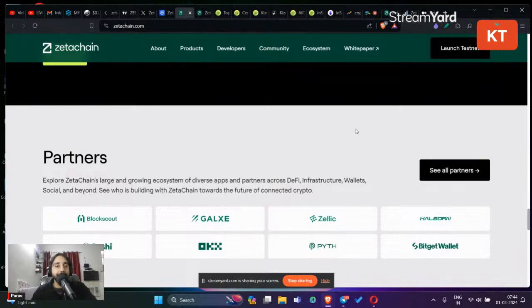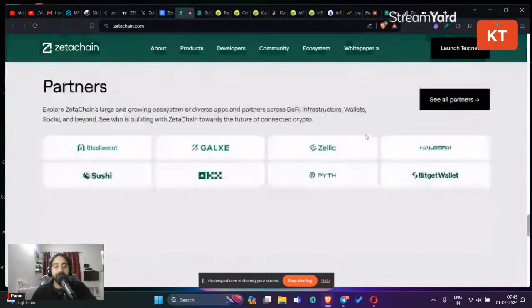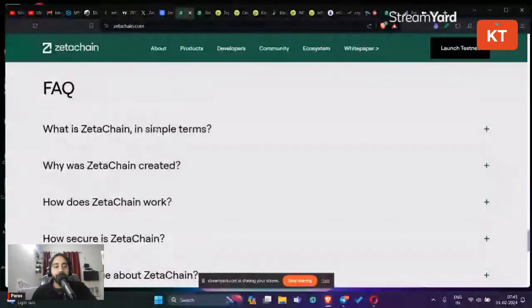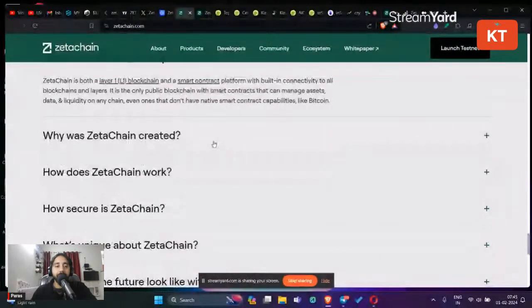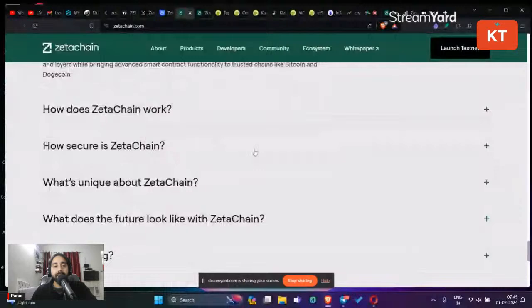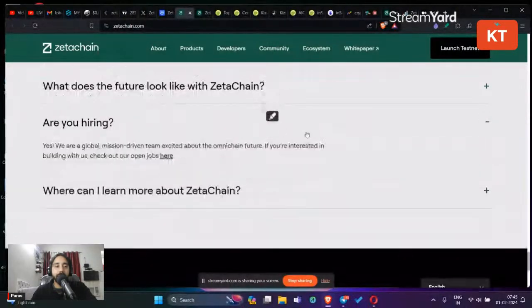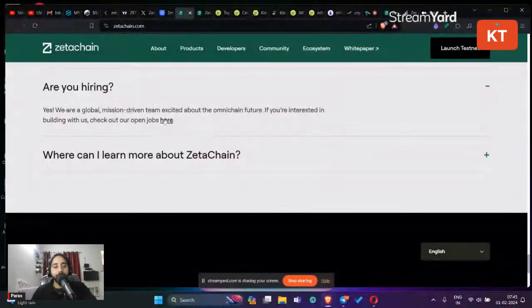That can talk to Ethereum, that can talk to Cosmos, that can talk to Polkadot, that can talk to BNB Chain, anyone. So that's the thing about ZetaChain. So the FAQ part, you can read this one. It is pretty simple. If you still don't understand what the chain is about and why the token is necessary, you should go through it. And of course, if you want to apply for the jobs, you can click here and get the jobs done.